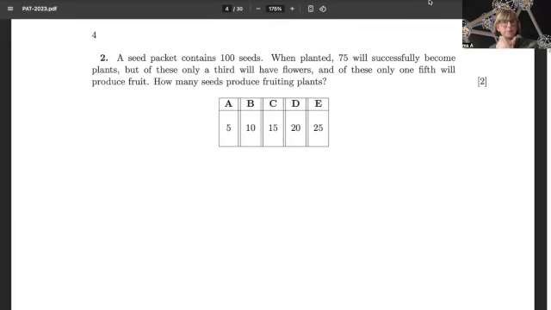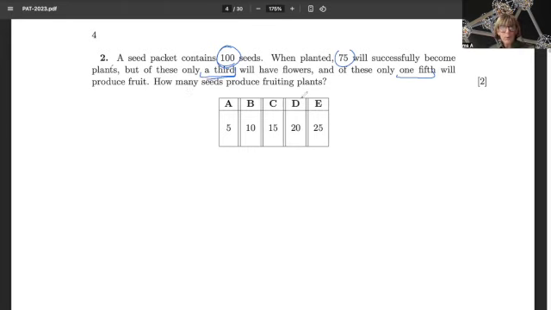It says that a seed packet contains 100 seeds. And when planted, 70 of the 100 will successfully become plants. So that's like 75% of 100. But of these, only a third will have flowers. And of this third, only 1/5 will produce fruit. So the question is, how many seeds produce fruiting plants?